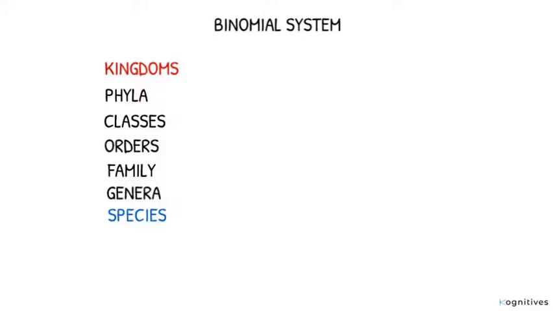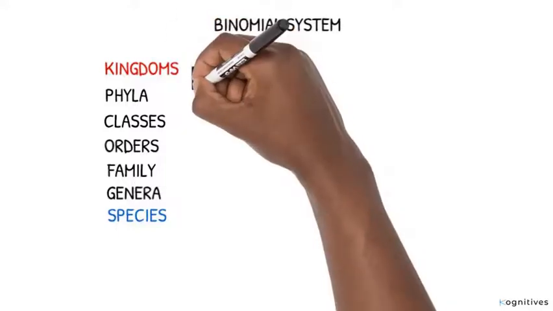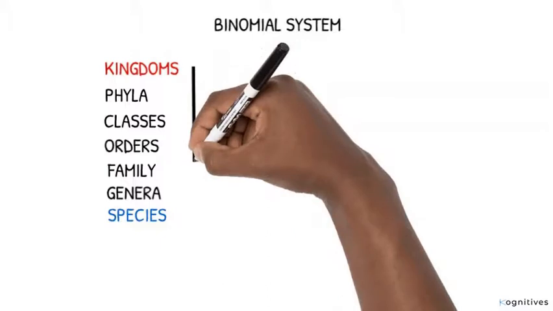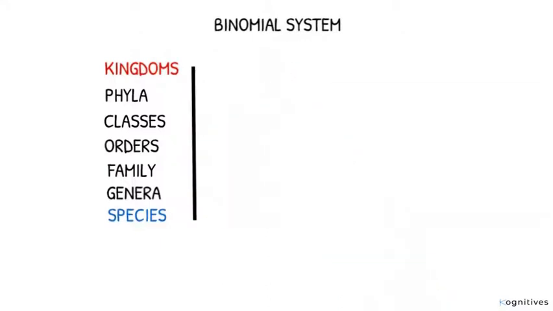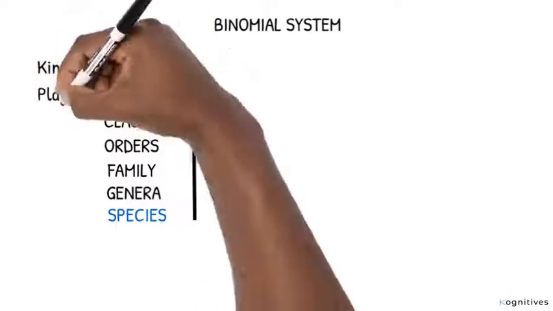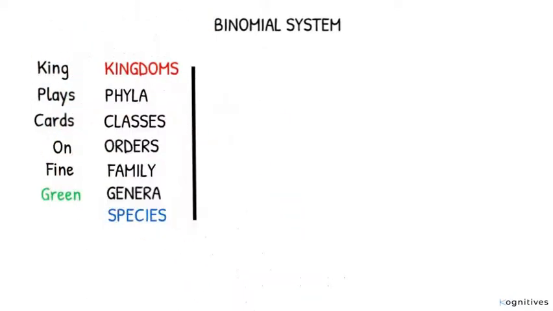The chart below illustrates a memory aid to remembering the various levels of organization in the correct order. We have the kingdom, the phylum, the class, the order, the family, the genus, and the species. The mnemonic is: the king plays card on fine green sand. Of all the levels of classification highlighted above, the kingdom is the broadest level, and the species, which is the last level, contains organisms with the greatest similarity because they can interbreed freely.